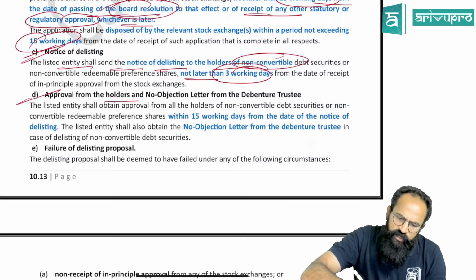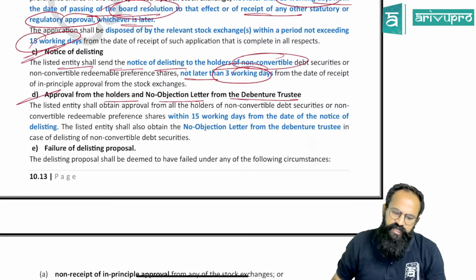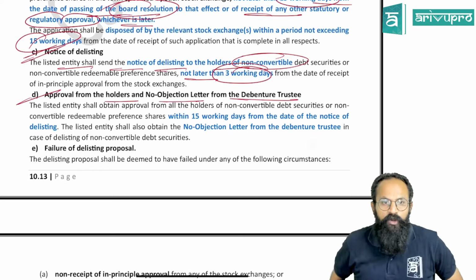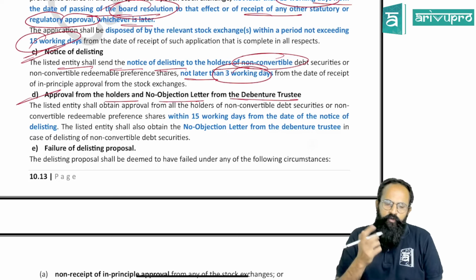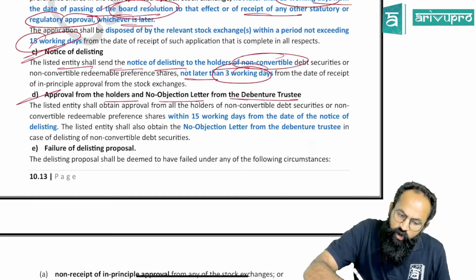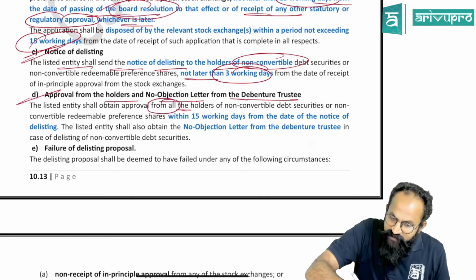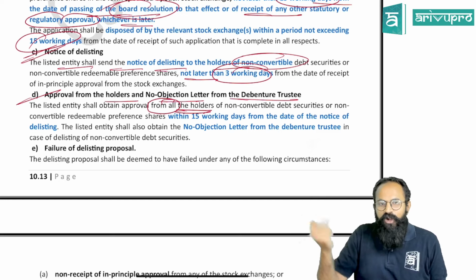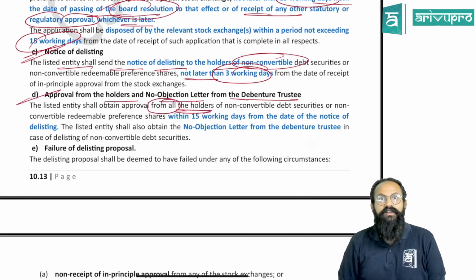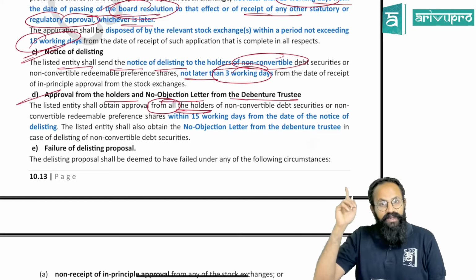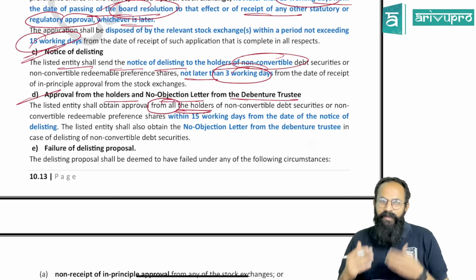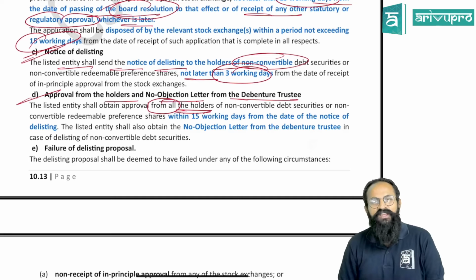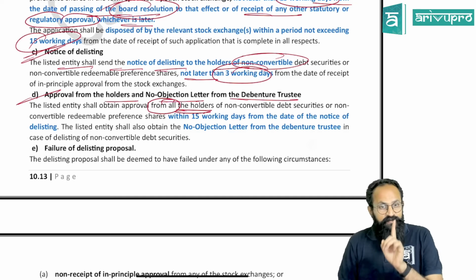Approval from the holders and no objection letter from the debenture trustee. Meaning, sir, now you need to get approval from them. You have given a notice; now approval has to be given by two parties. One is all the holders. Everyone has to agree. There is no special resolution or anything like that. Unlike our equity, where we saw some public majority, twice in number and so on, here everyone has to agree.